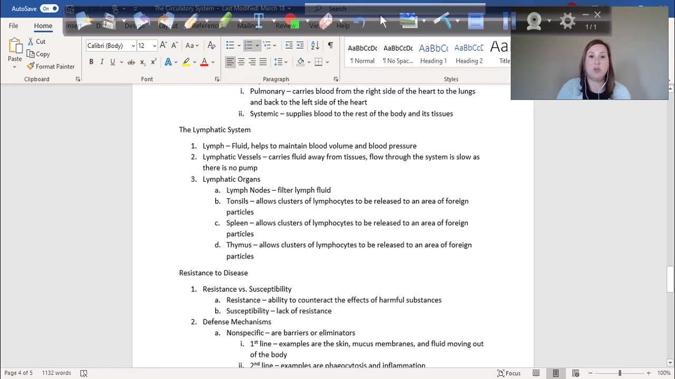Through that fluid, we have the lymphatic organs that produce those lymphocytes that can be released to an area that's foreign. So if we have an infection, our tonsils, our spleen, our thymus, those are those areas that generate all those lymphocytes or white blood cells and release them to that area of foreign particles or whatever's foreign in the body. So you have lymph nodes, which are filters within that lymphatic system as well. So you have lymph fluid containing lymphocytes that move through lymphatic vessels through our lymphatic organs, or from our lymphatic organs.